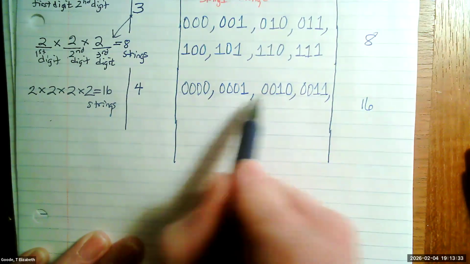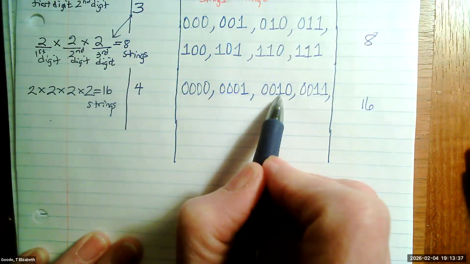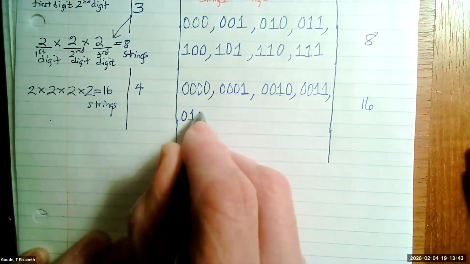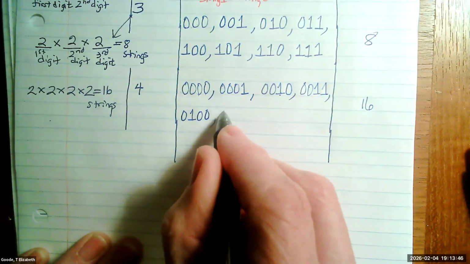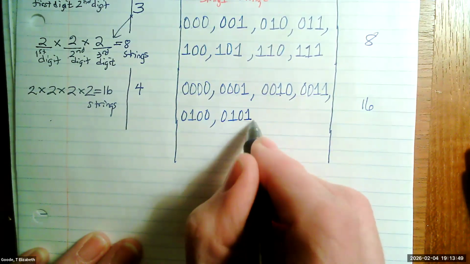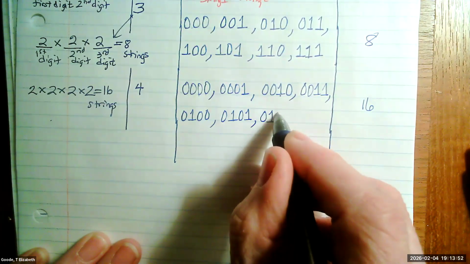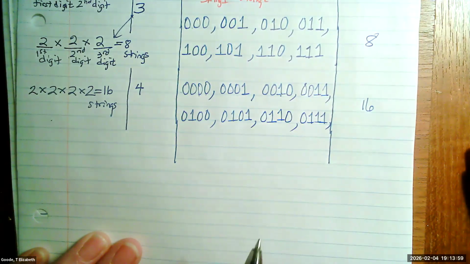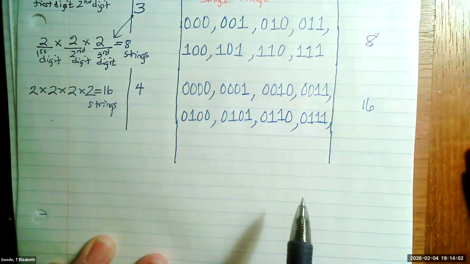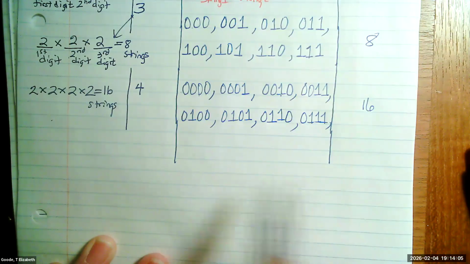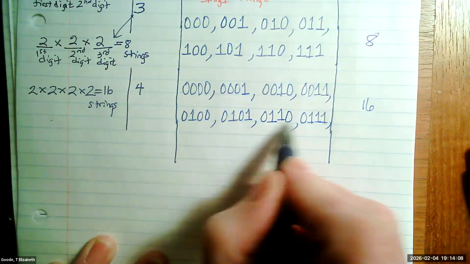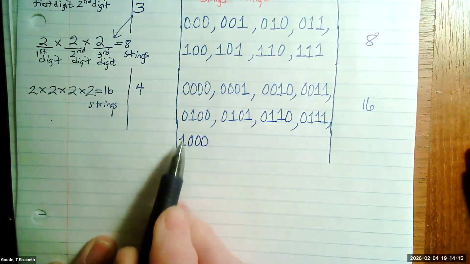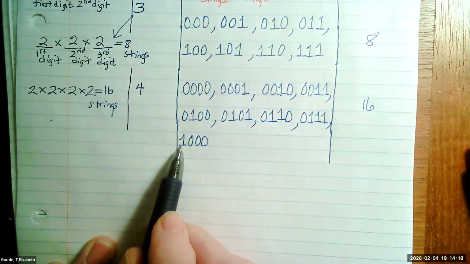Now, instead of changing the third digit from 0 to 1, we'll look at the second digit, and we can have 0100, or we could have 0101, or we could have 0110, or we could have 0111. I'm just sort of doing it in order. Does that make sense? Yes. Then 1000. This is the first string that we've written that has 1 for the first digit.